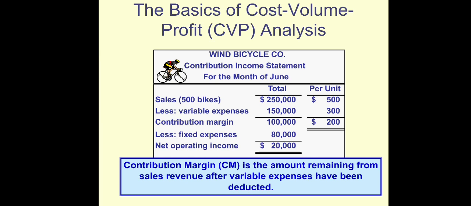If somebody asks you to calculate contribution margin or total contribution margin, you have to know how to calculate that. In this example, the total contribution margin is 100,000. Then if somebody asks you to calculate unit contribution margin, you have to remember the formula. Unit contribution margin is unit price minus unit variable cost. So in this example, 500 minus 300.